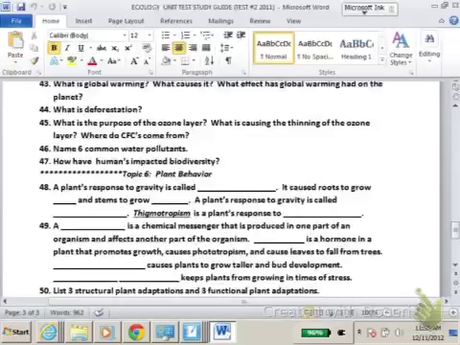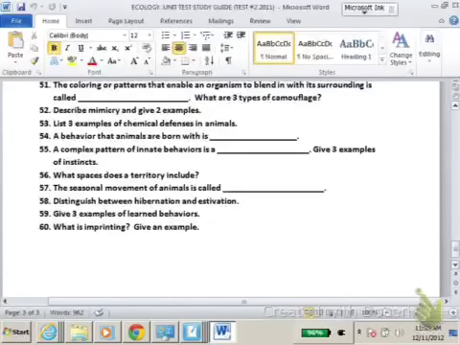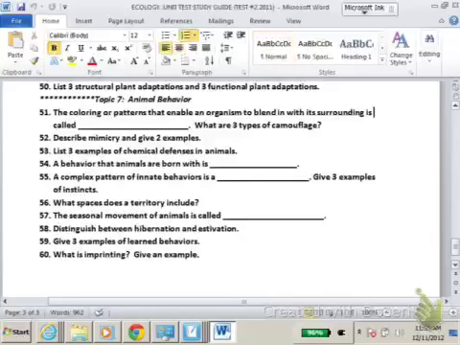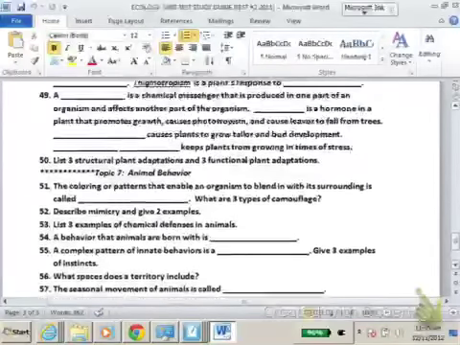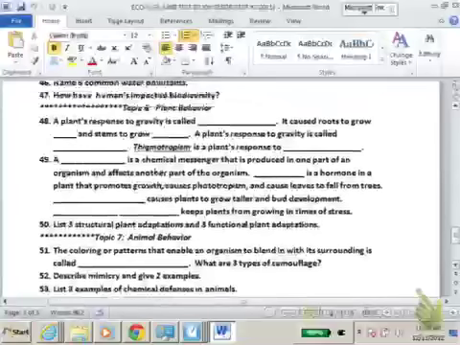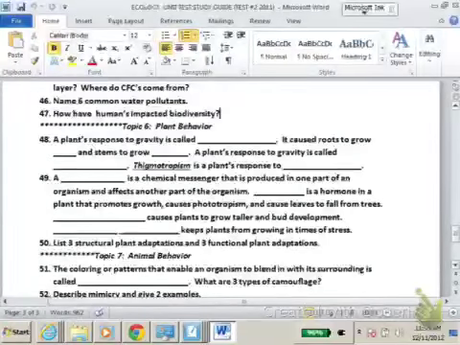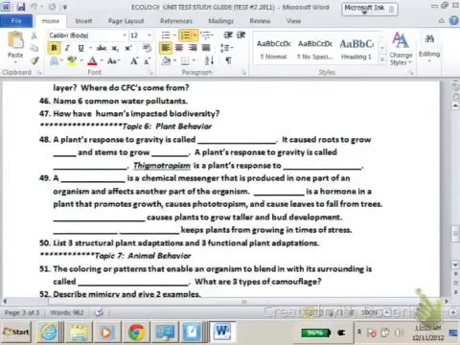All right, now, because of time and because of me being absent, I didn't get to go over plant and animal behavior very much. So I'm going to go over this. There's not much of this on your test, but I'm going to go over a few of these questions. Number 48, a plant's response to gravity is called geotropism. It causes roots to grow down and stems to grow up.